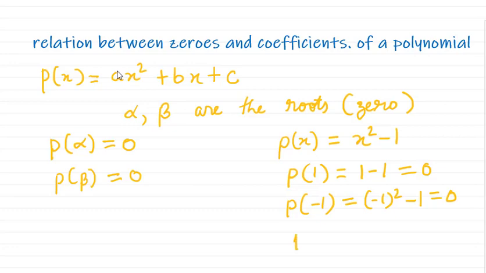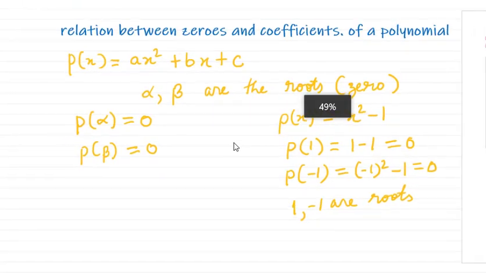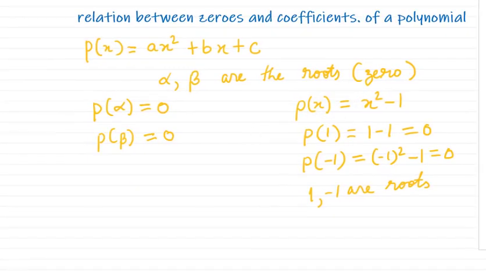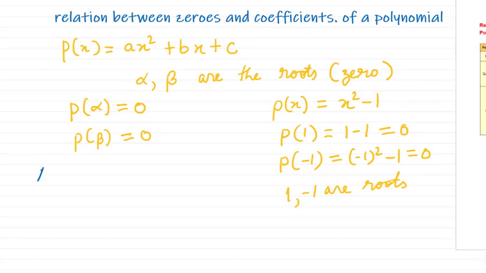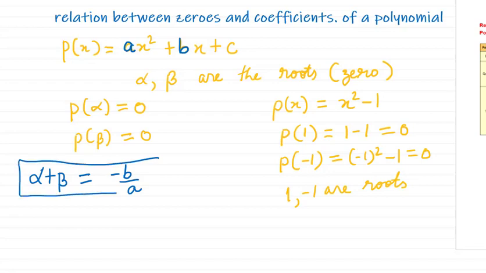That means 1 and minus 1 are the roots or zeros of this polynomial p(x). So now this is very important for this chapter, the relation between the zeros and the coefficients of a polynomial. Let's say you have the equation ax square plus bx plus c and the roots are alpha and beta. So the sum of the roots is given by minus b by a, where b is the coefficient of x and a is the coefficient of x square. So minus b by a will give you this result.